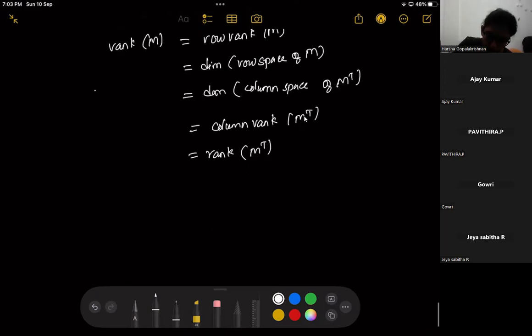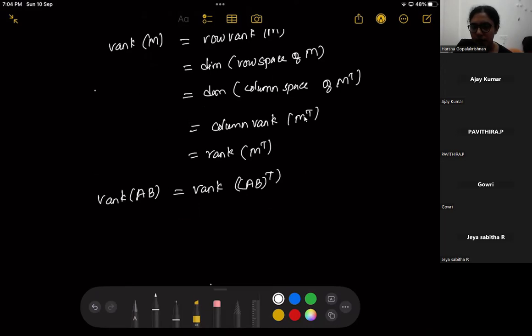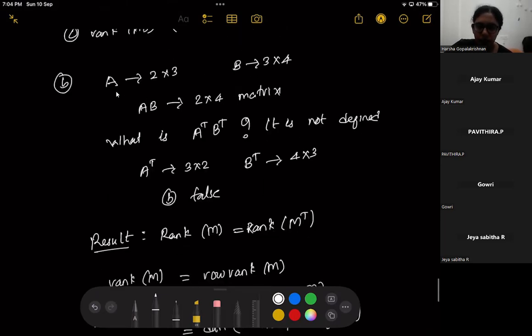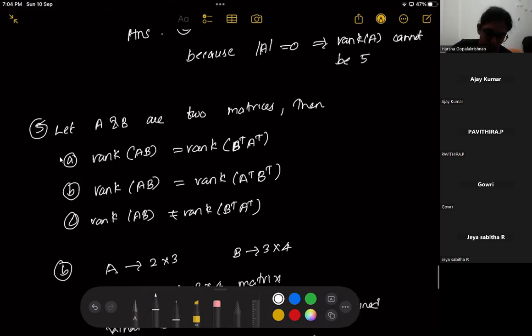So here, rank of AB should be equal to rank of (AB) transpose. What is (AB) transpose? How can we write it as? B transpose A transpose. Yes, (AB) transpose is B transpose A transpose. So this is our first statement. Rank of AB equals rank of B transpose A transpose. Okay. So the statement A is correct. A is the correct option.